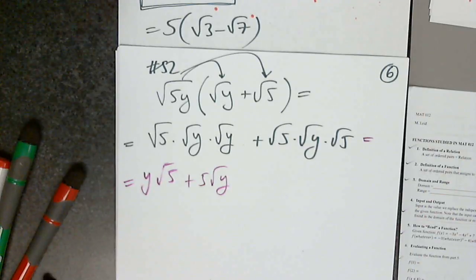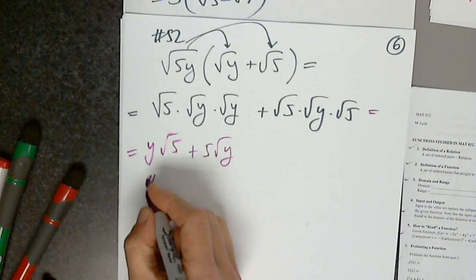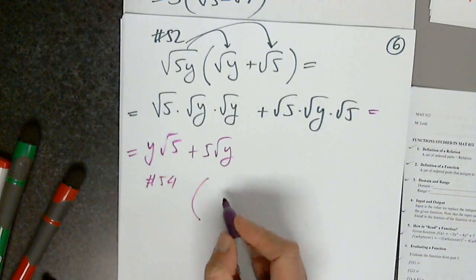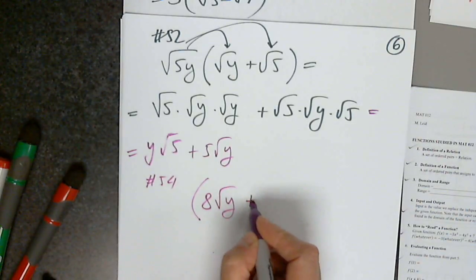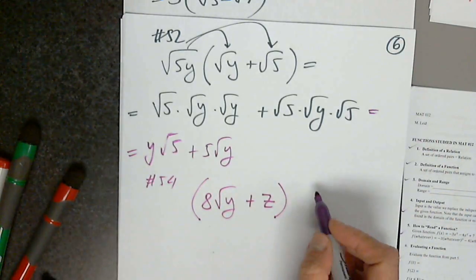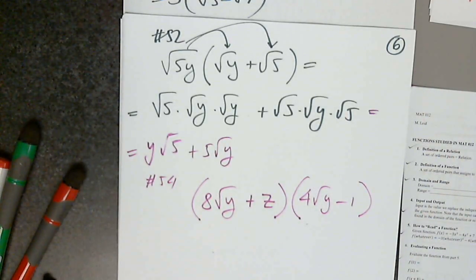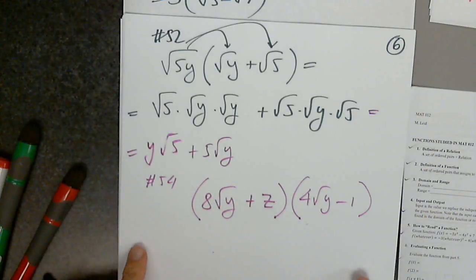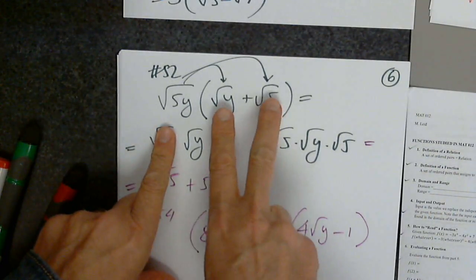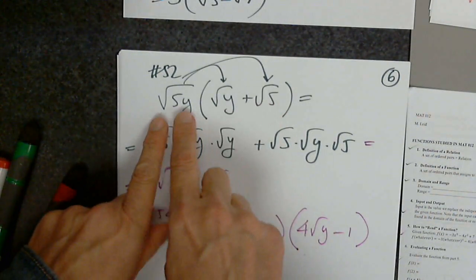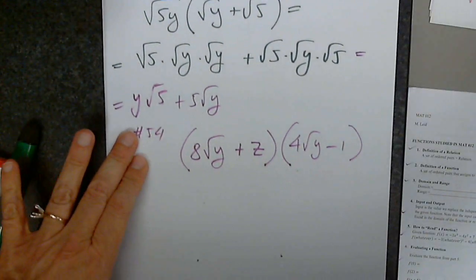Okay. Well, we can go back anytime. So 54. Let's see how we multiply 8 the square root of y plus z times 4 the square root of y minus 1. This is important. These are all important because they will be used in rationalizing. I can't get away from this, even if I wanted to. So notice the difference. In the previous example, we had a sort of a binomial, 2 terms, and then 1 term in front. What is different now?